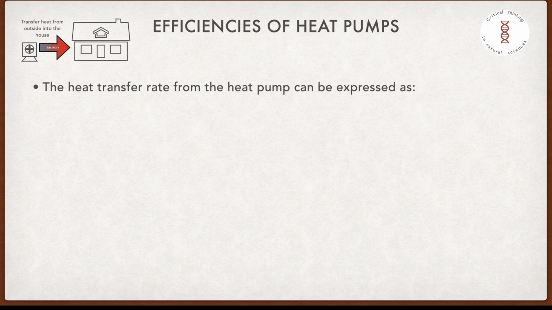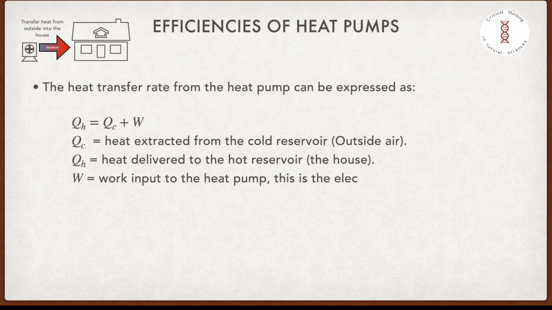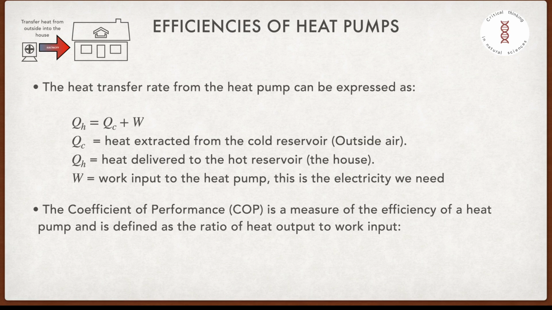The heat transfer rate from the heat pump can be expressed as: the heat of the hot reservoir equals the heat of the cold reservoir plus the work we put into the system, for example by the compression of the gas and transport of the gas. The coefficient of performance can then be calculated and is a measure of the efficiency of a heat pump and is defined as the ratio of heat output to work input.